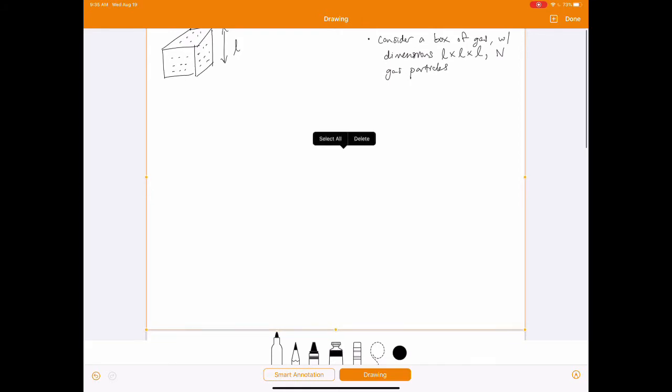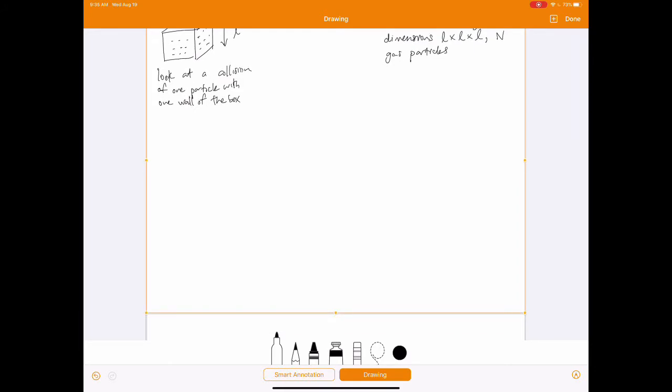Okay, so the next thing we're going to do is look at a collision of one particle with one wall of the container, with one wall of the box. So what does this look like? Well, let's say the wall is right here.